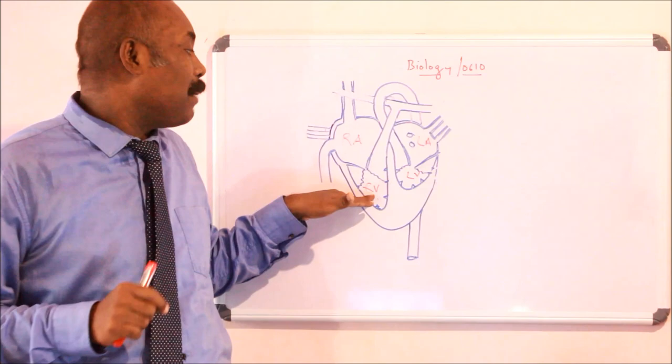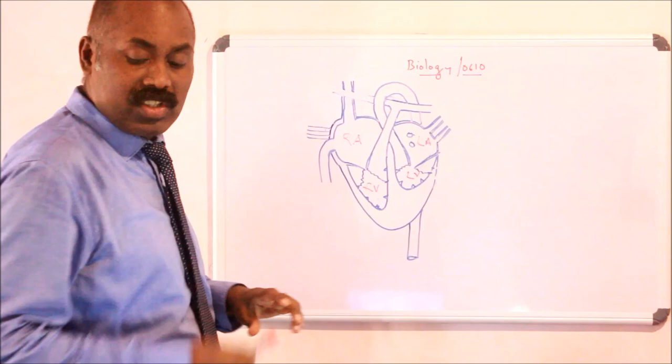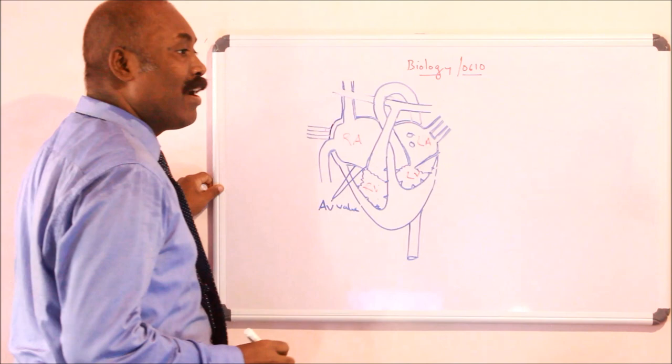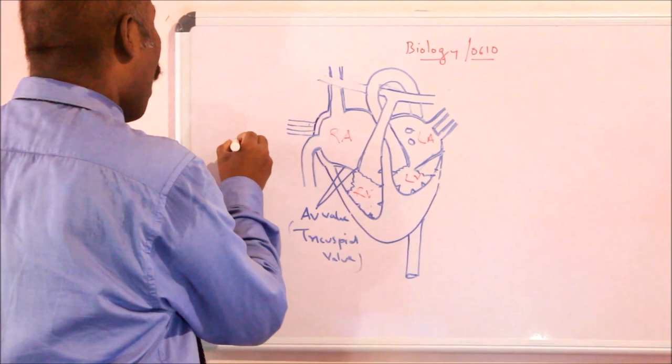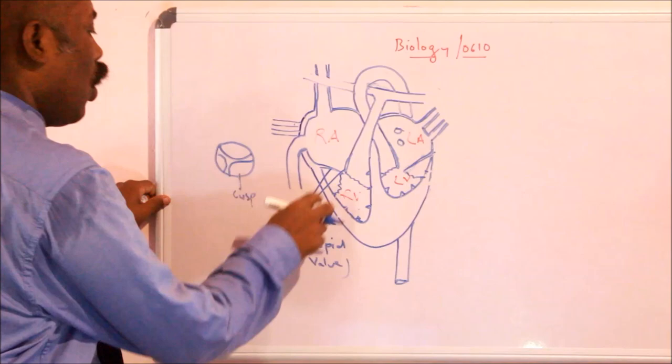Now between this atrium and ventricle you can see something here. This is called the AV valve, or tricuspid valve. Why is it called the tricuspid valve? Because the valve consists of three cusps, like this. This is a cusp. Three cusps means it is a tricuspid valve. So the valve between the atrium and ventricle here is the tricuspid valve.